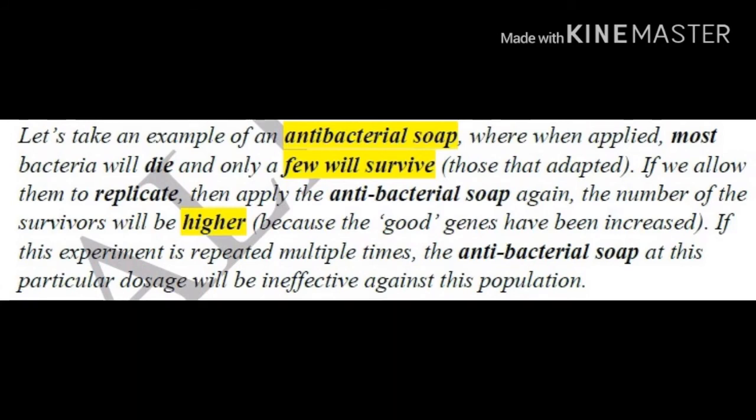Then we apply the same antibacterial soap at the same dose for the survivors. Now, instead of 2 surviving, we've got 10 that are surviving, because essentially the good genes have increased. What we mean by good genes here is that the first 2 that survived actually had a higher adaptive capacity to survive the antibacterial soap that is present. So now these 10 have this adaptive capacity. Therefore, 90 are going to be dying and 10 are going to be surviving. And then this can be repeated until the whole population of bacteria is not affected by the antibacterial soap. So this is what we mean by natural selection.